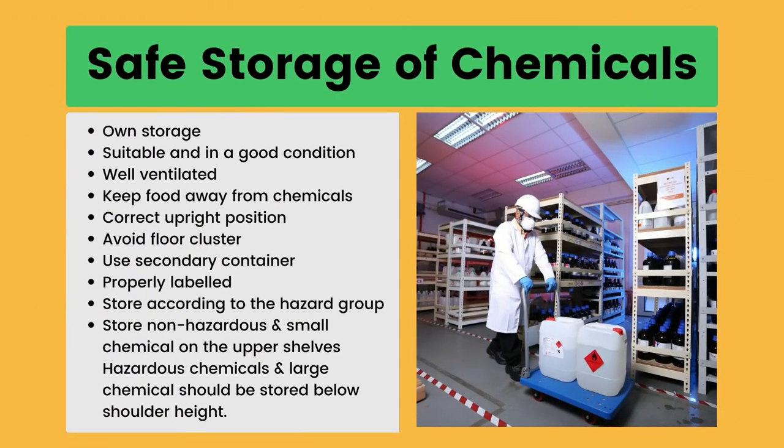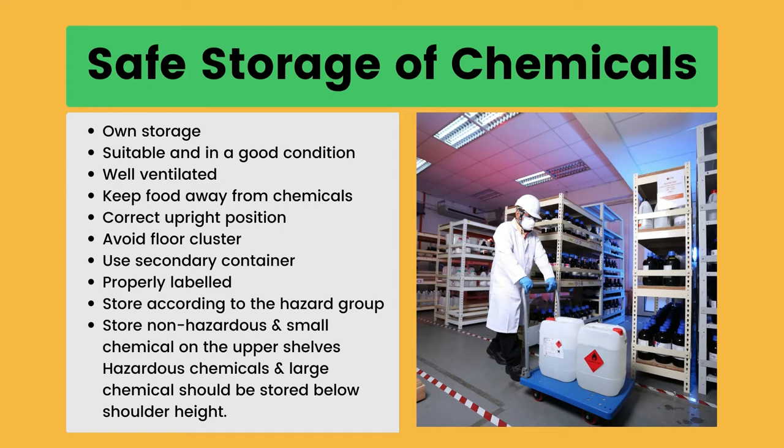Guideline for safe storage of chemicals. Examine available storage spaces. Store chemicals in their own storage. Make sure the chemical container is suitable and in good condition. Ensure the store is well ventilated, free from heat, water, and flammable sources. Keep food away from chemicals. Store in a correct upright position and avoid floor clutter.